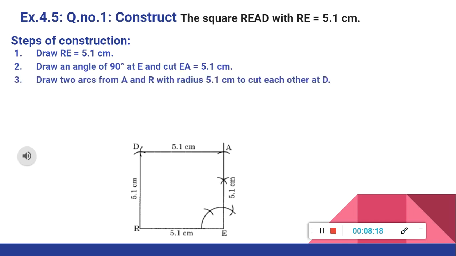Now third step, draw 2 arcs from A and R with a radius of 5.1 centimeter to cut each other at D. Means both will intersect there. That intersecting point is D. Now join RD and AD. This is our required square READ. Clear?